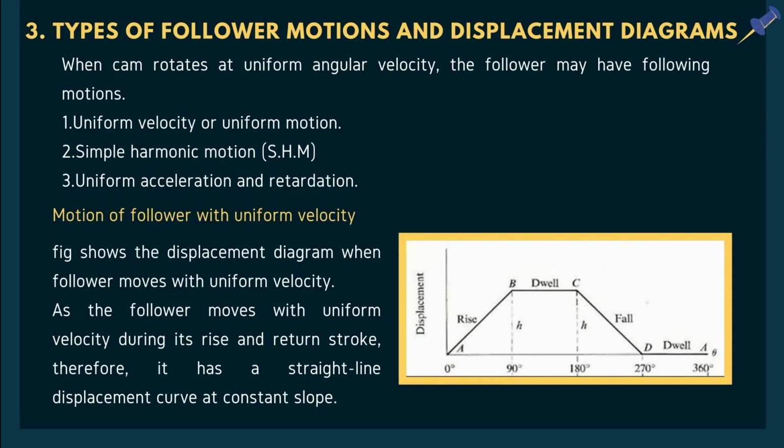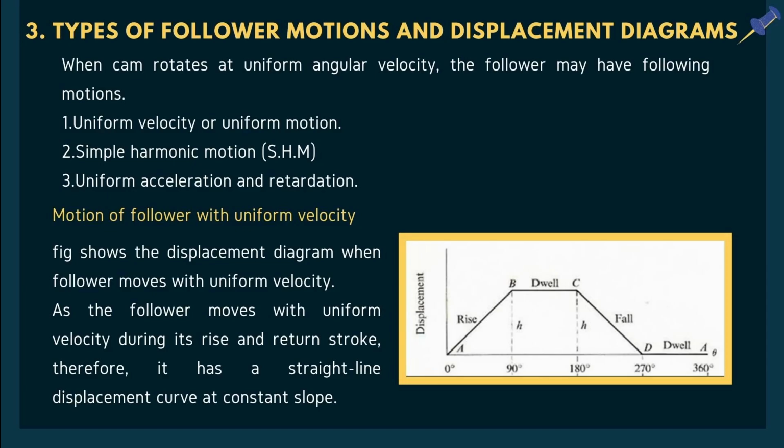When the cam rotates at angular velocity, the follower during its travel may have one of the following motions. First one is uniform velocity or uniform motion. Second one is simple harmonic motion, that is SHM. And the last one is uniform acceleration or retardation. Let's see motion of follower with uniform velocity.